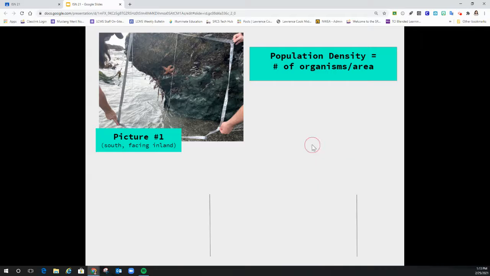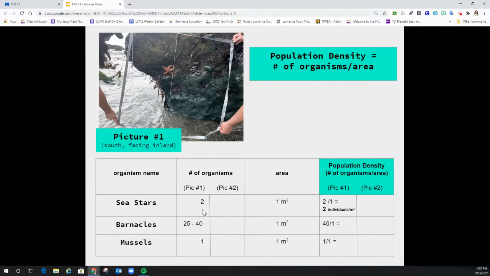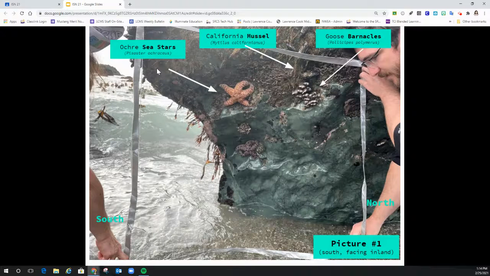All right, so let's see what we got. When I counted, I got 2 sea stars. I estimated with you all in first and third period, and we found that there were between 25 and 40 barnacles. I went with 40. That was what the group decided. And then we noticed this one little mussel that was hanging out, and we counted him as the 1 there. This picture is a little different, I'm noticing. I'm doing it based on this picture here, where we have the 1 mussel that's in there.